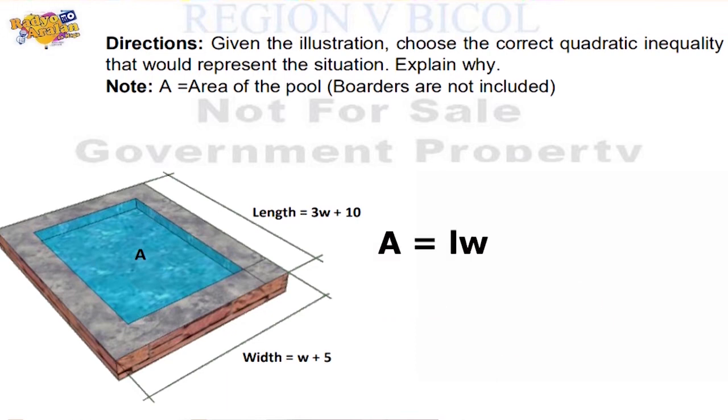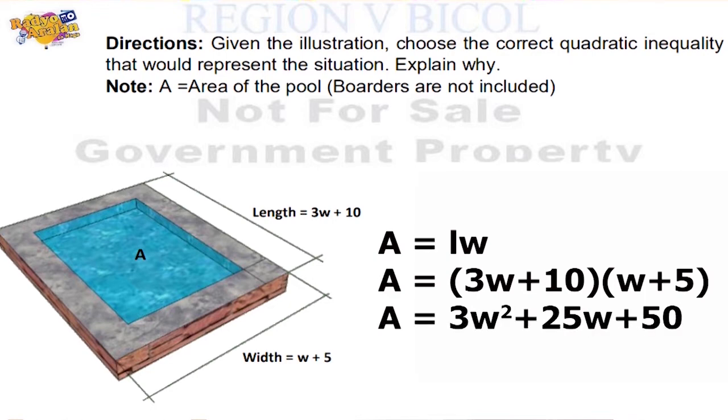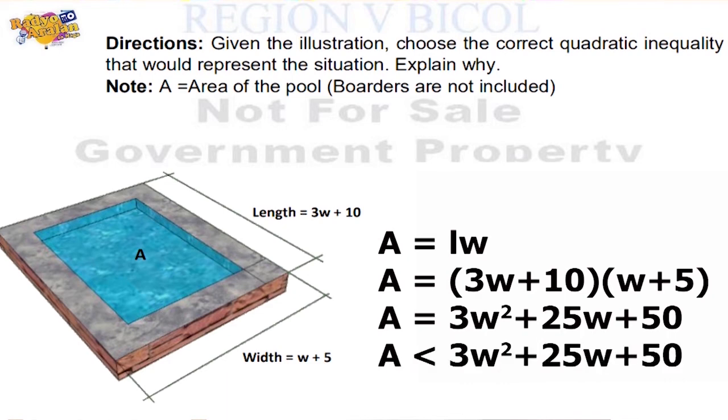Substituting the value, we will have A equals the quantity of 3W plus 10 times the quantity of W plus 5. Again, area equals the quantity of 3W plus 10 times the quantity of W plus 5. Simplifying the expression, we will have A is equal to 3W squared plus 25W plus 50. Since the border is not included, therefore, the area must be lesser than the area to be computed. With that, we will use the symbol less than.